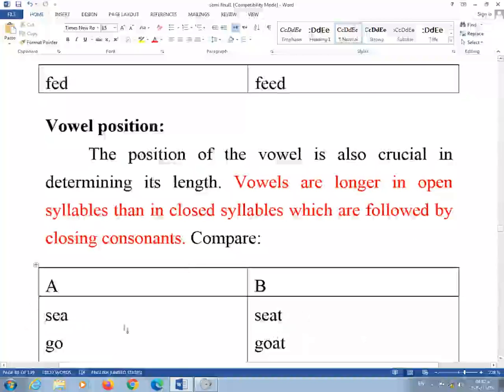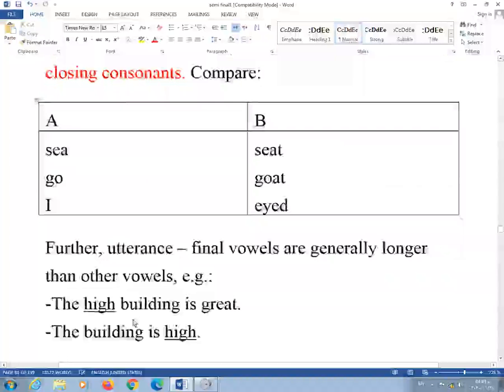طبعا E هنا و E هنا they are different in length. E here in column number 1 is longer than E in column number B because of the final consonant which closes the syllable, and also it shortens the preceding vowel because it's a voiceless consonant, as we said before.